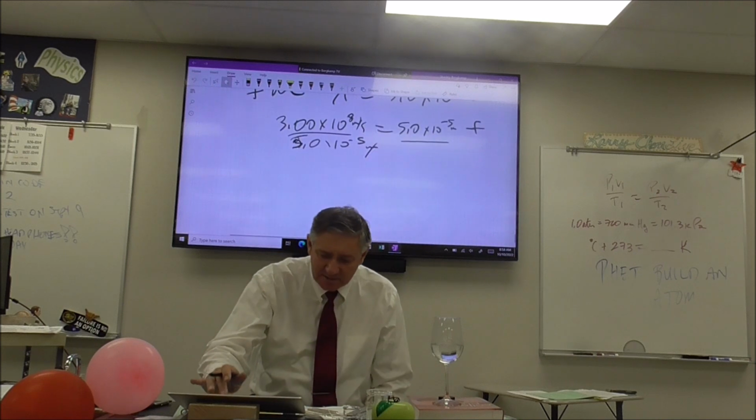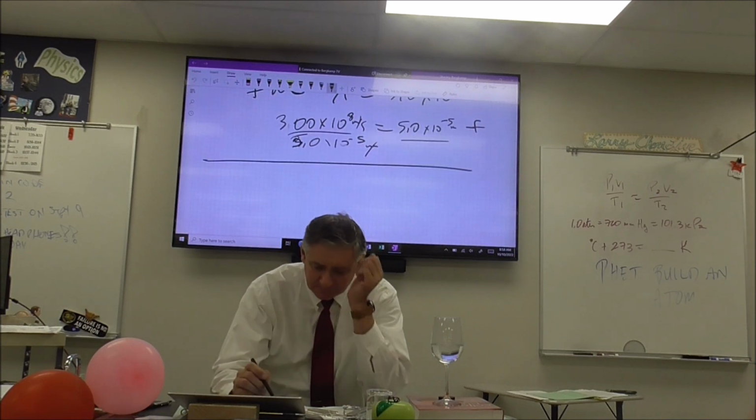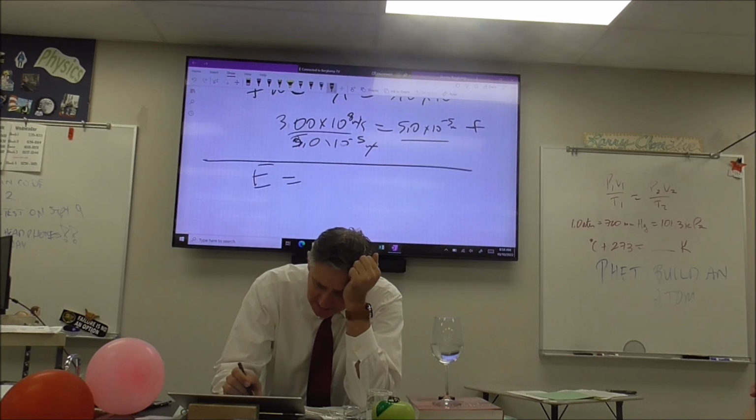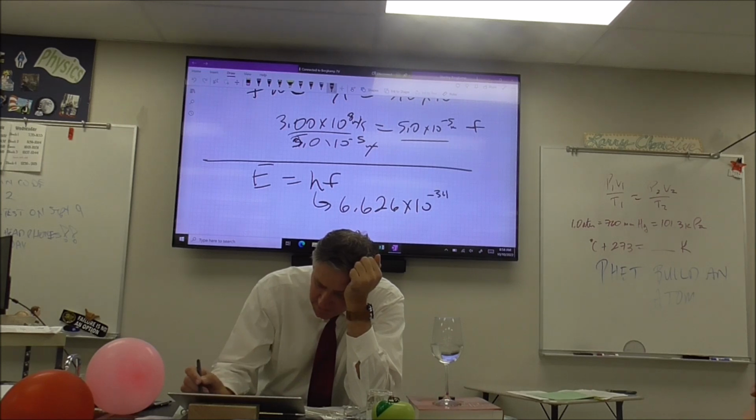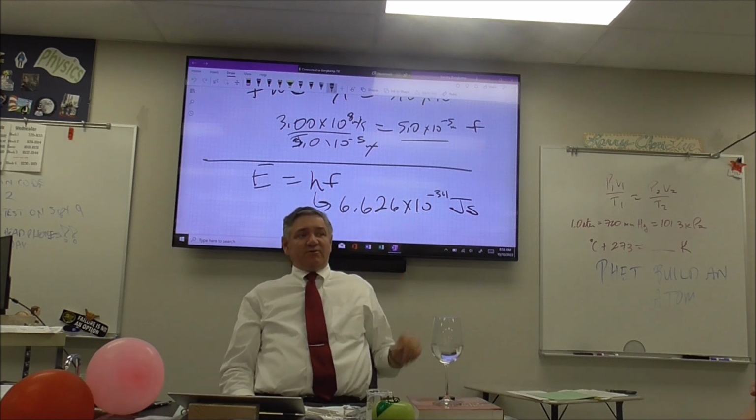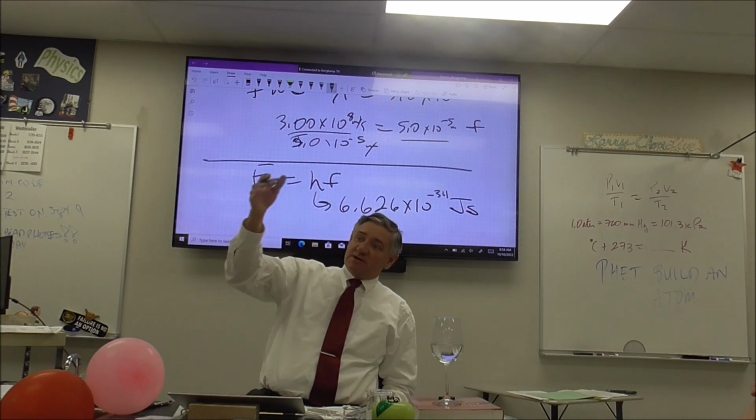Now, here's the other big equation. And that's E equals hf. Now, this is what's known as Planck's constant, 6.626 times 10 to the negative 34th. And it has units of joule seconds. We've talked about joules before. We talked about energy. Remember, energy is measured in joules?